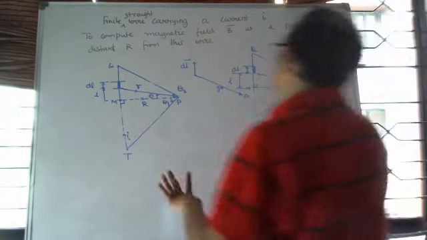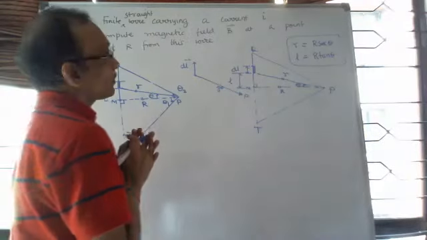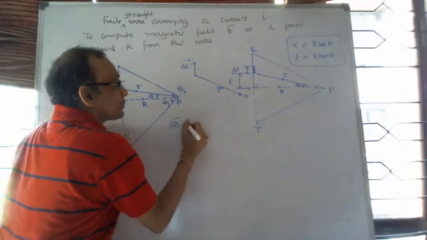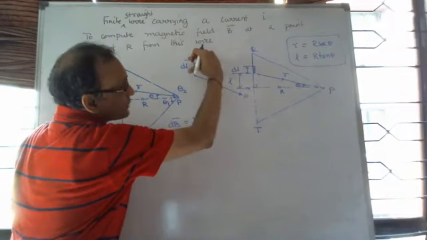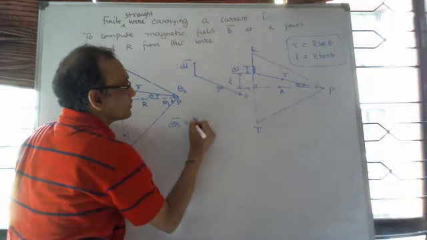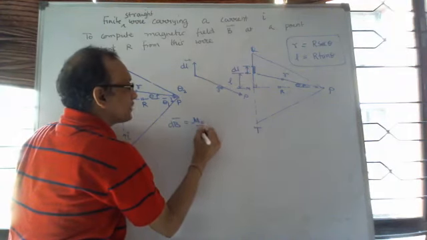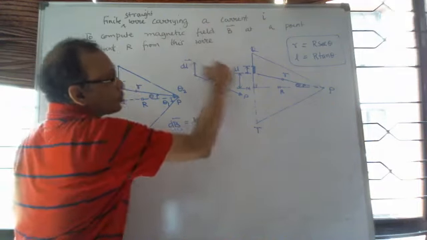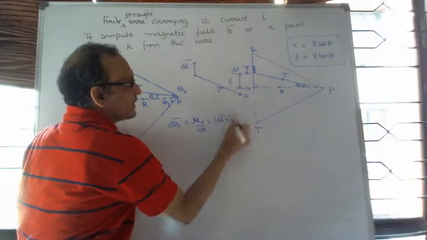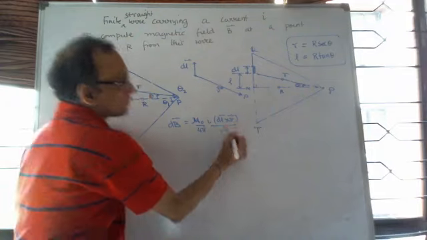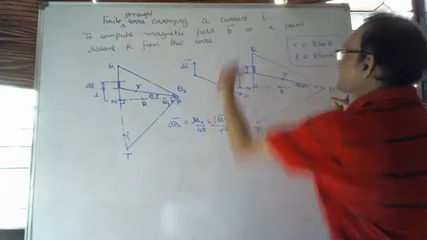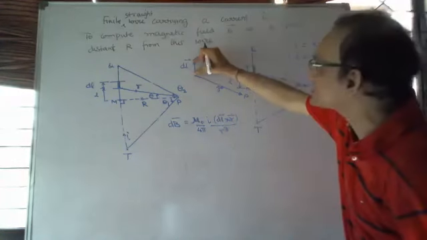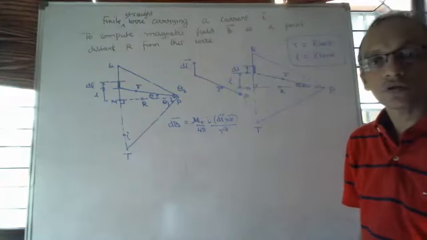Now, see, the magnetic field due to this vector dl at the point P will be given by mu naught by 4 pi I, dl cross r divided by r cube. Small r is the length, and r is this vector. That will give me the magnetic field at P because of this dl.